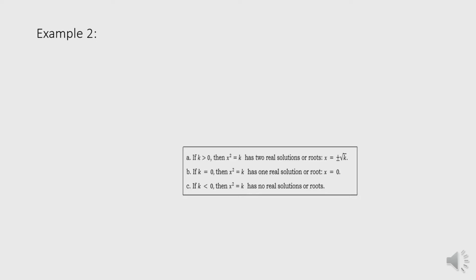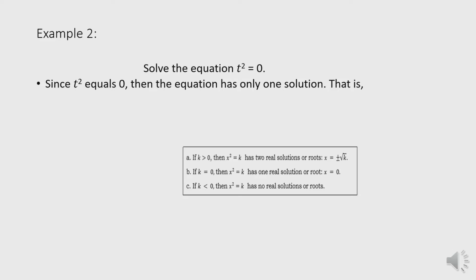Let's go to example 2. Solve the equation t squared is equal to 0. In here, our equation t squared is equal to 0, our k here is 0. So since t squared equals 0, then the equation has only one solution. That is, from x squared is equal to k, if k is 0, of which t squared is equal to 0, then t is equal to 0.